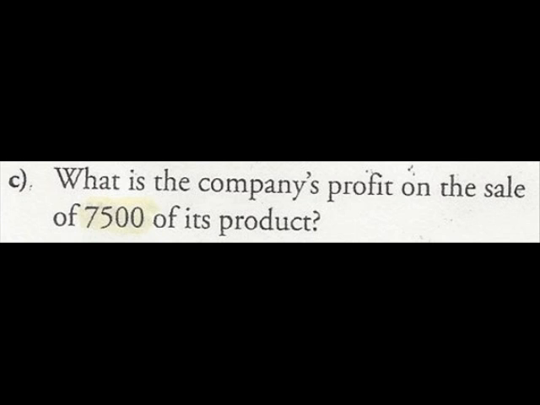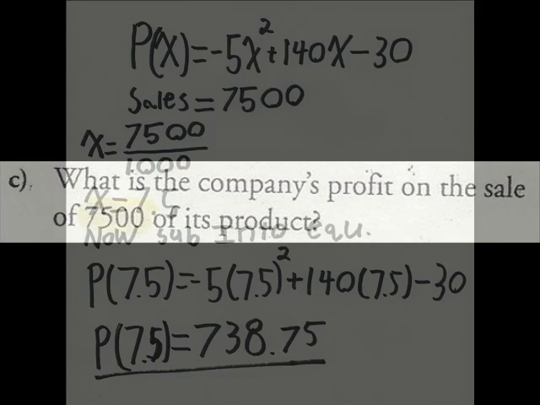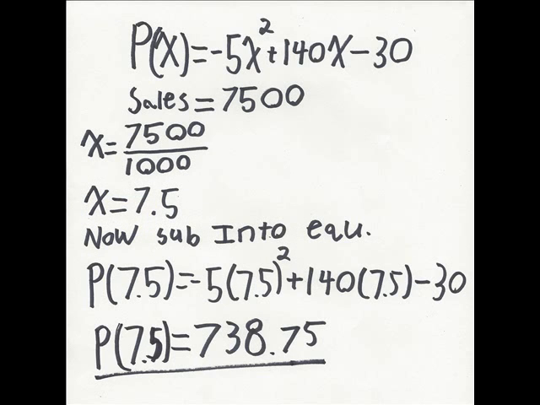Wasn't that last question fun? Well, now here's the last and final question. Question C. Question C asks, what is the company's profit on the sale of 7,500 of its product? To start, we're going to continue using the profit function. Because we know x is in the thousands, you take the total number of product, which is 7,500, and divide it by 1,000 to find x.